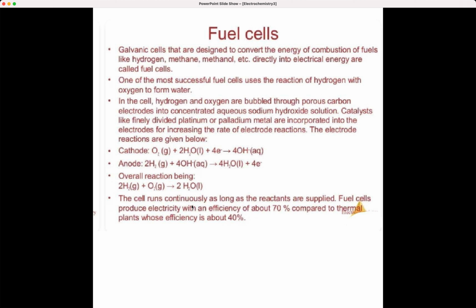And the cell runs almost continuously so long as you supply the reactants, and fuel cells produce electricity with an efficiency of about 70%. When you compare with thermal plants, the efficiency is just about 40%. Okay, hope it is clear for you.